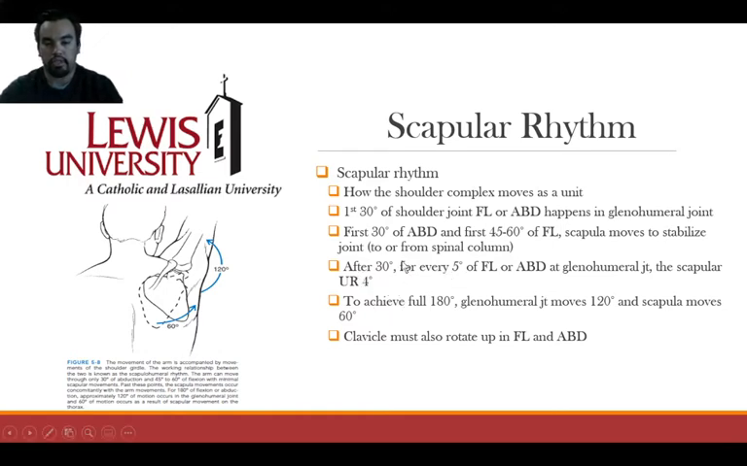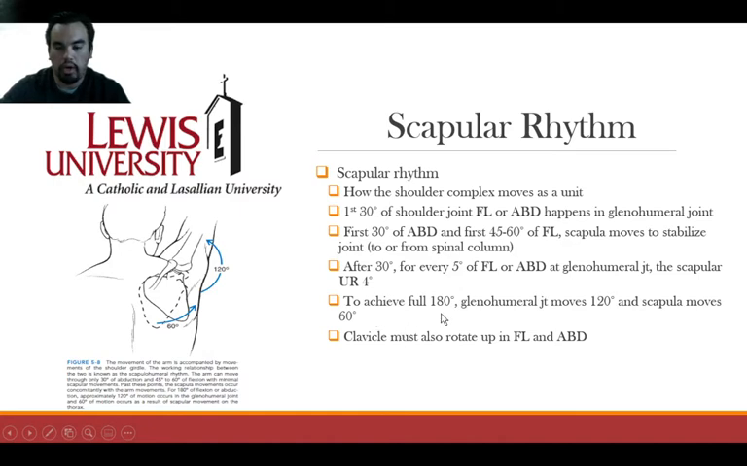After 30 degrees of abduction, for every 5 degrees of flexion or abduction at the glenohumeral joint, the scapula upward rotates 4 degrees. So it's a ratio of 5 to 4. So after 30 degrees, for every 5 degrees of flexion or abduction, the scapula upwardly rotates. So it starts to move up like that. And we'll really dive into all this if you are a little confused in our lab. That's why the lab is very important during this part of the class.